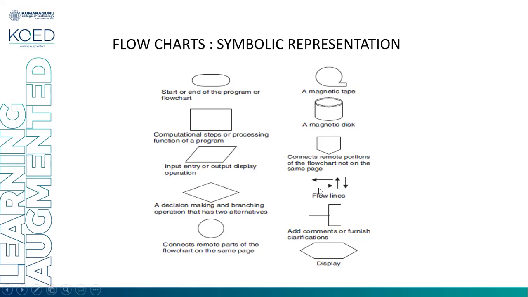Flow lines: arrows left, right, up and down are the flow lines. This is also the comment: a line and an unfilled box symbol stands for the comment, to add a comment or furnish clarifications. And display is used in the form of this hexagon.